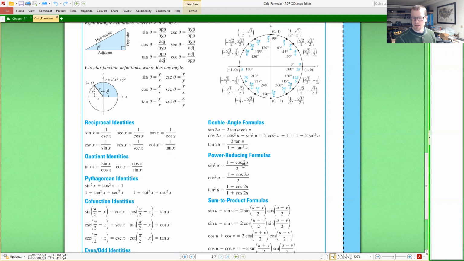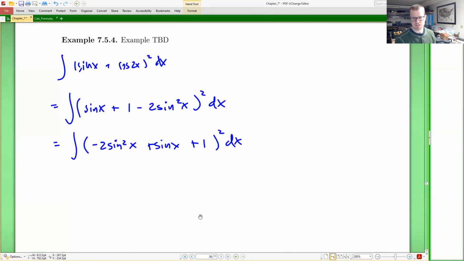So we say, all right. We used this formula to get rid of the square, and then we're going to end up introducing cosine of 2u back in, right? So we use these power reducing formulas and we integrate appropriately. But I believe that's the best way to go for this problem at this time.